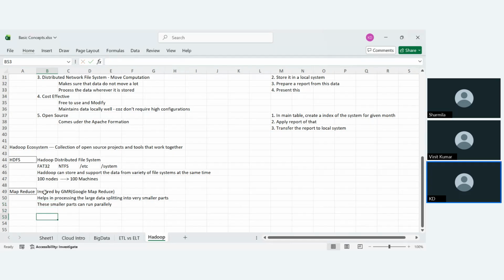Okay. So basically, when we talk about HDFS, HDFS is mainly for storage of the data, and MapReduce is for the processing of data.